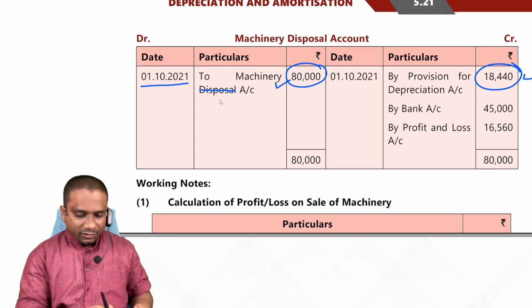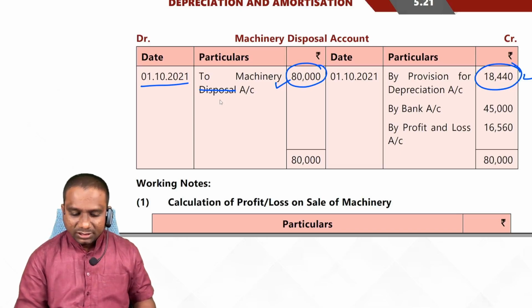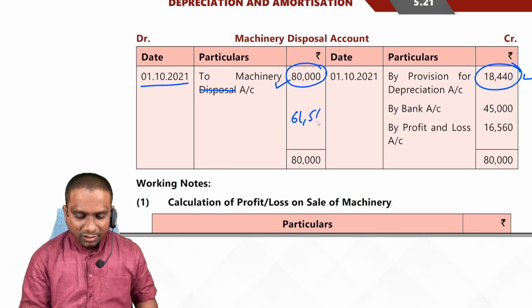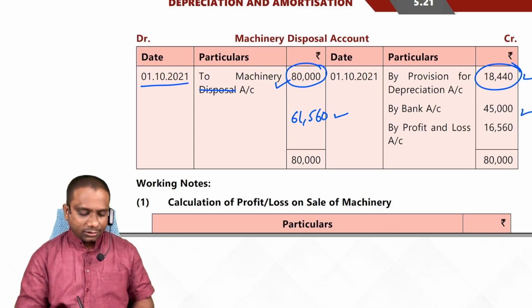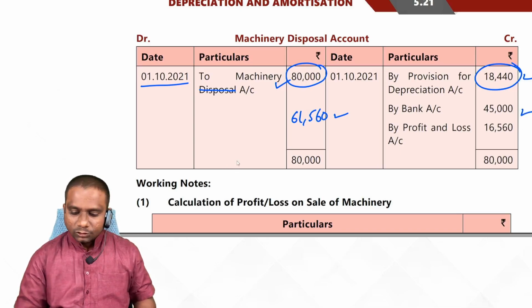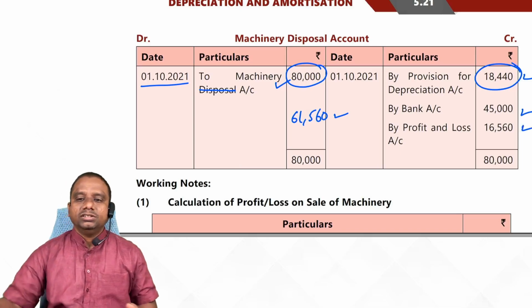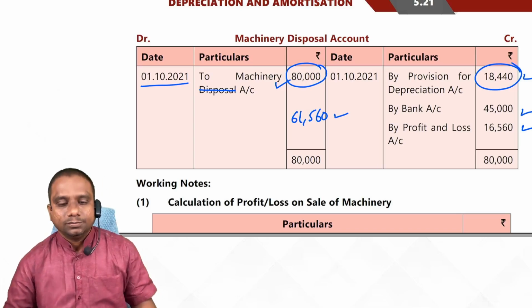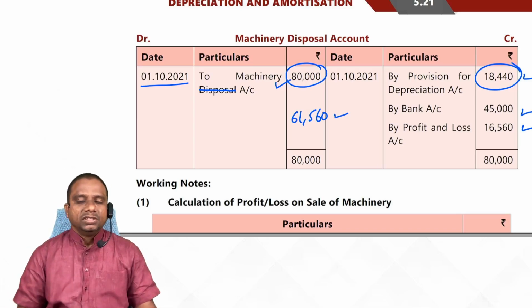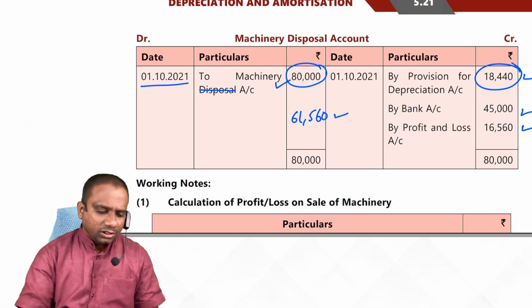80,000 minus 18,440 is 61,560. This is the book value of the asset, but we sold it for 45,000. So the remaining 16,560 is the loss, transferred to the P&L account. Is it clear? Go through the problem once, then you can understand.